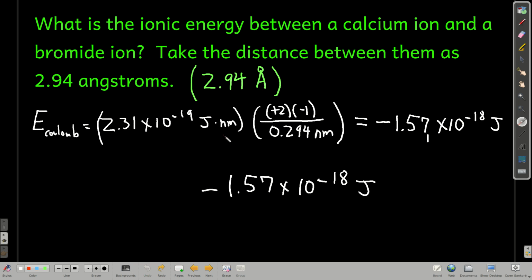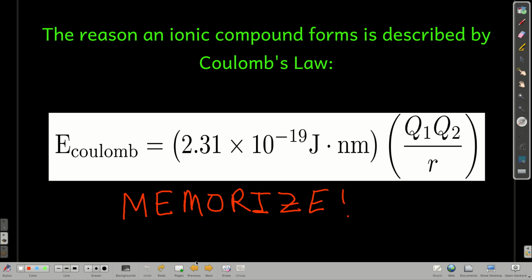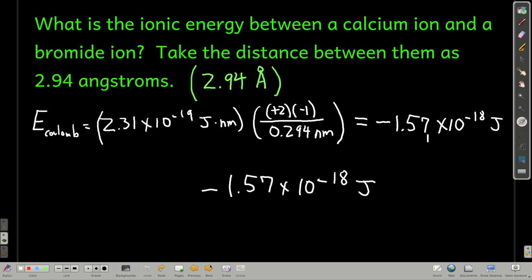We need our distance, our R, to be in nanometers. See this distance right here? That's going to be our R in Coulomb's law. Q1 and Q2 are going to be the charges on the calcium ion and the bromide ion. Well, you know that calcium is not one of the metals that can have a Roman numeral, which means it only forms 1 charge. It's an alkaline earth metal, and forms a plus 2 charge.